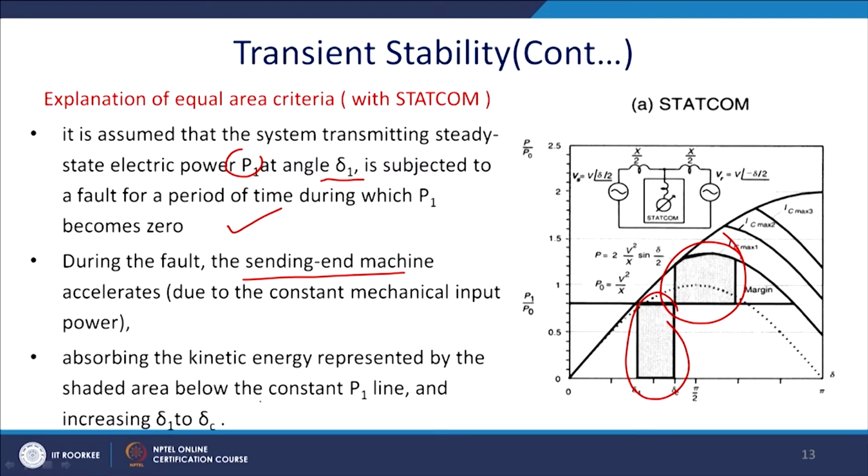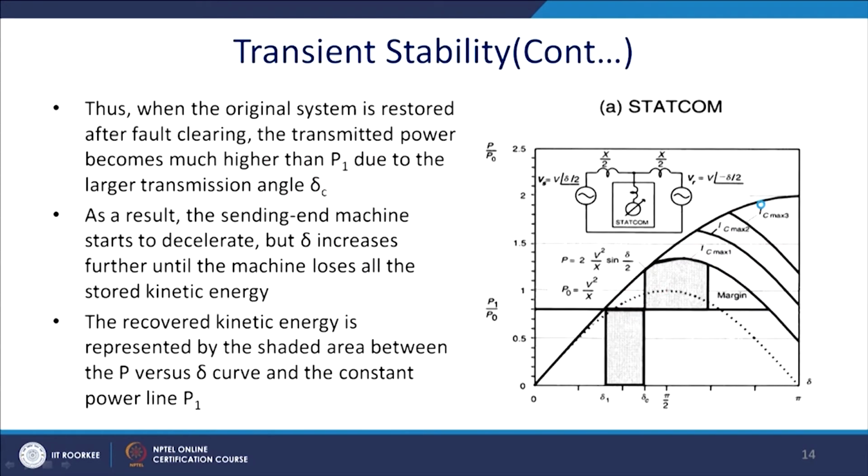by the shaded area below the P1 line, increasing from delta 1 to delta C. So, you can see that this will increase like that. Thus, what happens when the original system is restored after fault clearing, the transmitted power becomes much higher than P1 due to the larger transmission angle delta C.